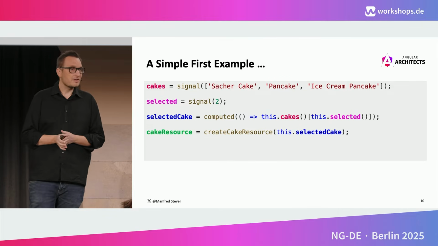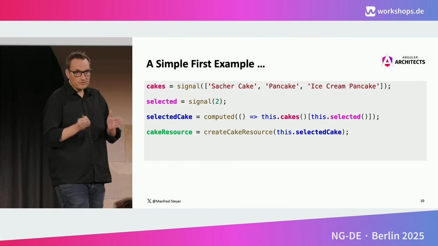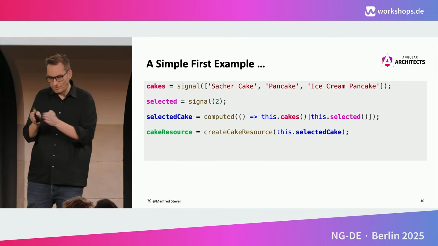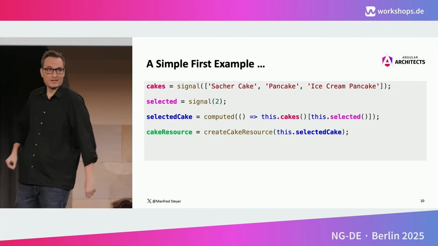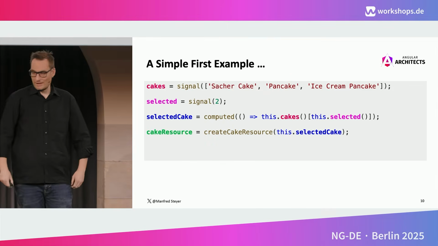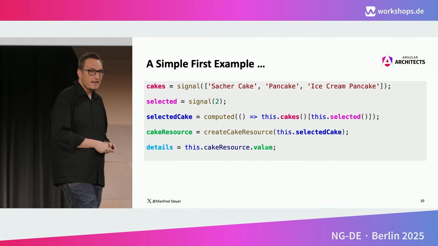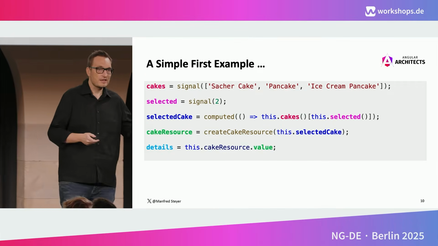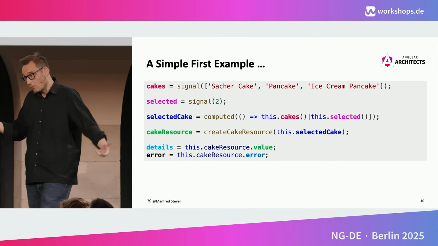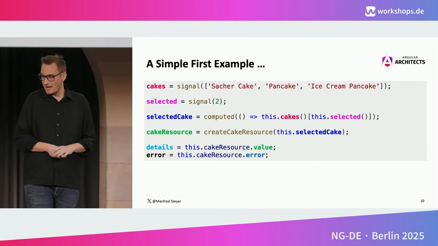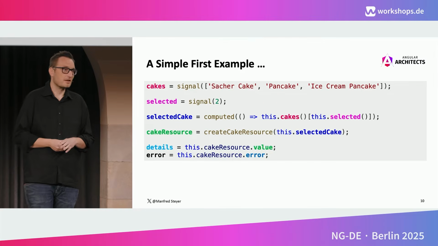In there, a resource is constructed. And every time the signal is changing, the resource is starting working. You know, like the Duracell bunny in the advertisement, it's starting working. It is fetching data from somewhere. And this data can then be represented by the value of the resource, details about my cake, or perhaps there is an error. Sometimes this happens, people say, and then I'm getting back an error signal.